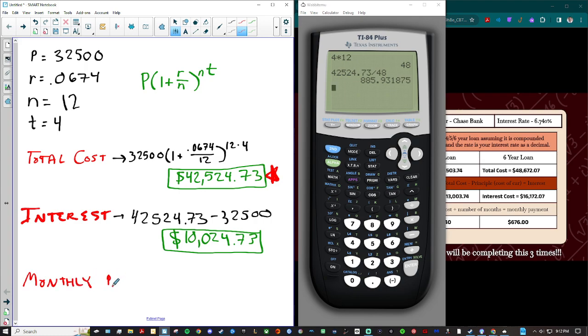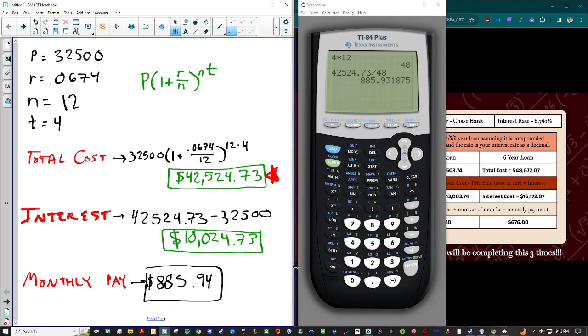So the last one is monthly pay. My monthly pay will be $885.94 because we're rounding up our cents, 94 cents. So this is going to be our monthly payment.